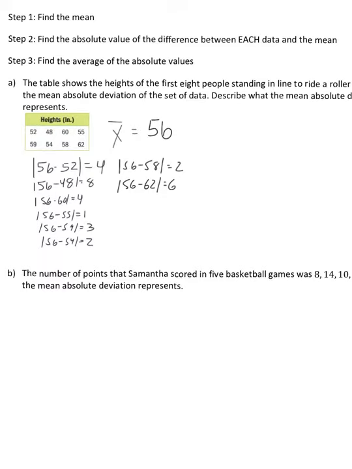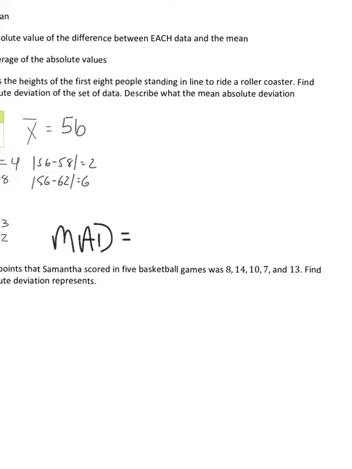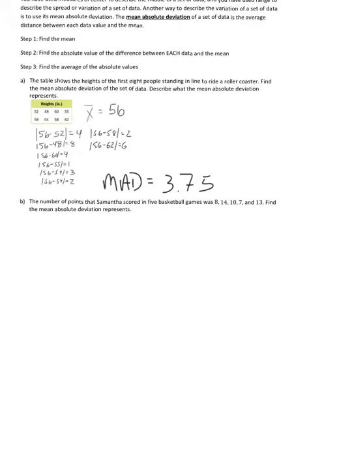Again, you may try to remember the absolute value as the positive number. That is not a good idea. You really need to memorize the definition of absolute value. The absolute value is the distance a number is from 0. Okay, step 3 is we find the average of all of those. So the MAD is the average of all the distances, the absolute value of the distances from the mean. You should get 3.75.